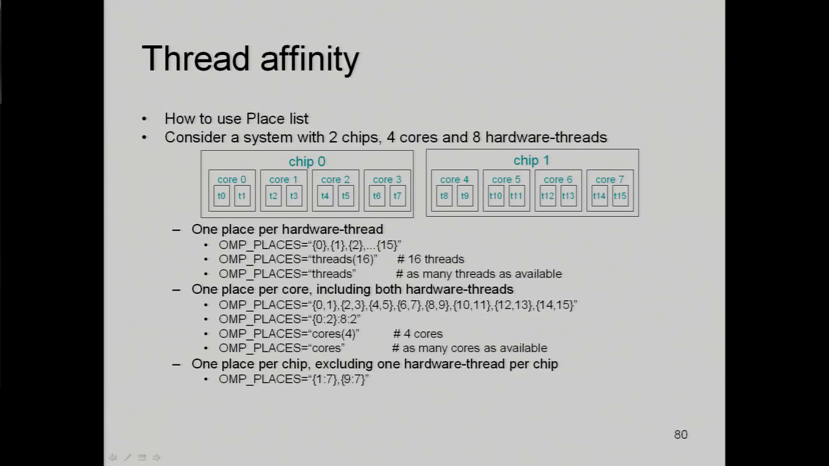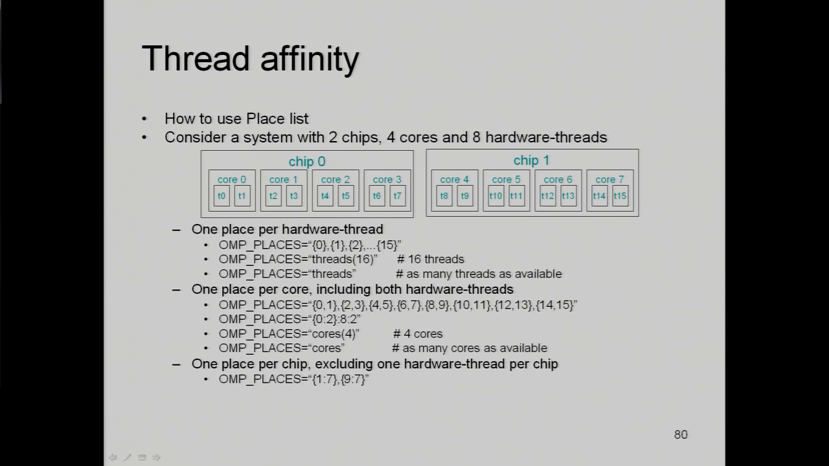How to use place list, okay? So assume that we have this hypothetical system. We have 2 chips. Each chip has 4 cores, and each core has 8 hardware threads, okay? Just kind of nicely drawn here.